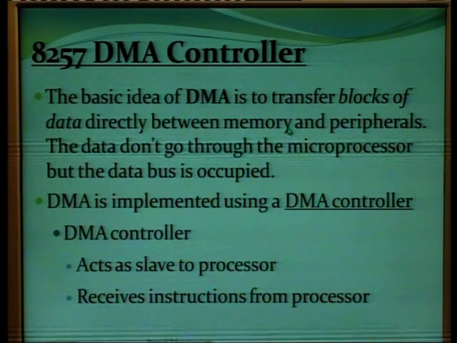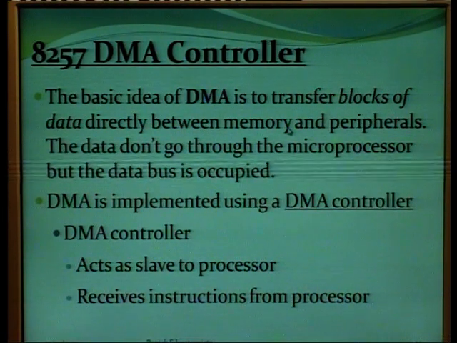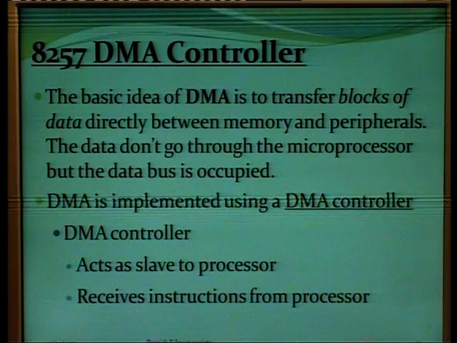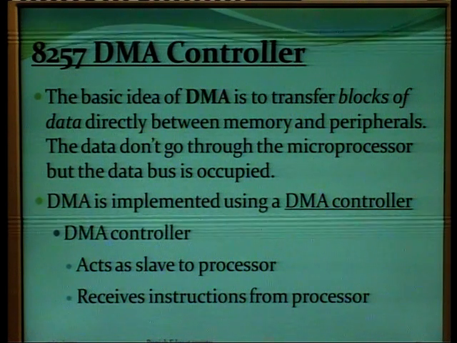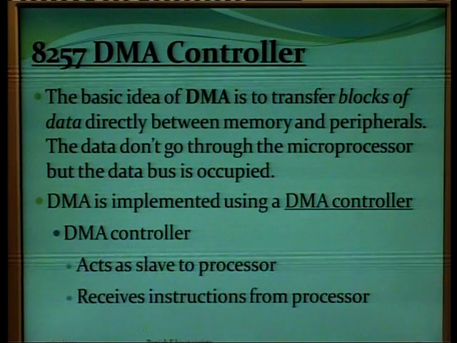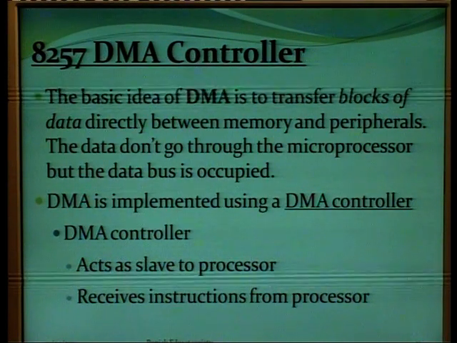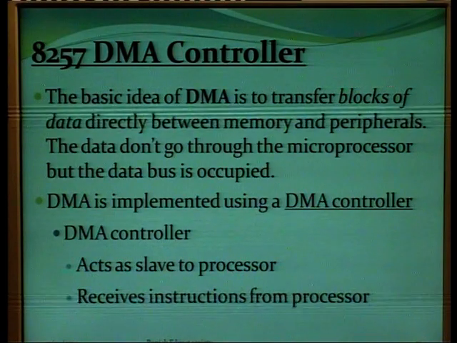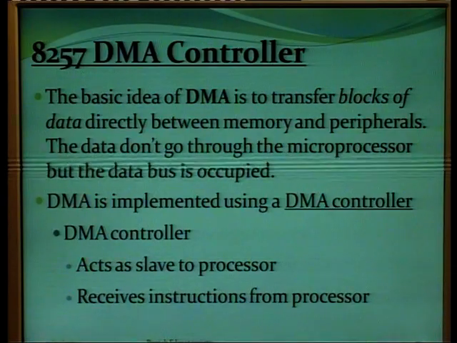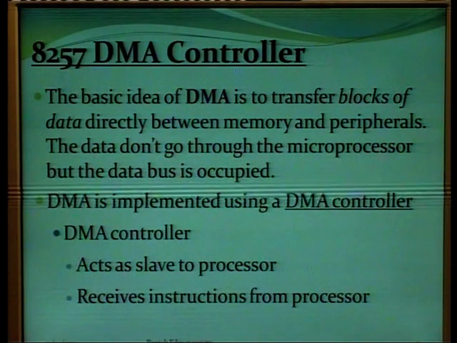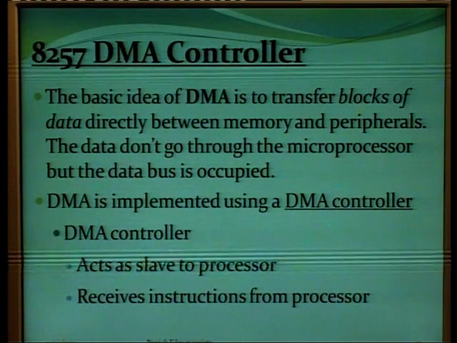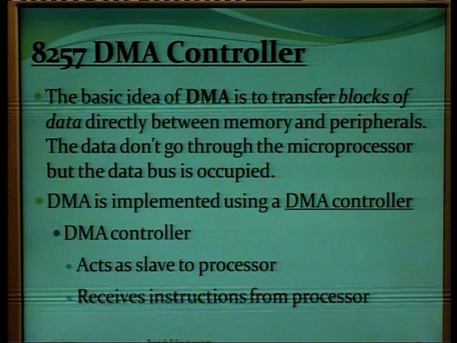And the next chip is 8257, that is the DMA controller. DMA means direct memory access. The basic idea of DMA is to transfer blocks of data directly between memory and peripherals. The data don't go through the microprocessor, but the data bus of the microprocessor is occupied. DMA is implemented using a DMA controller. The DMA controller acts as a slave to the processor and receives instructions from the processor.